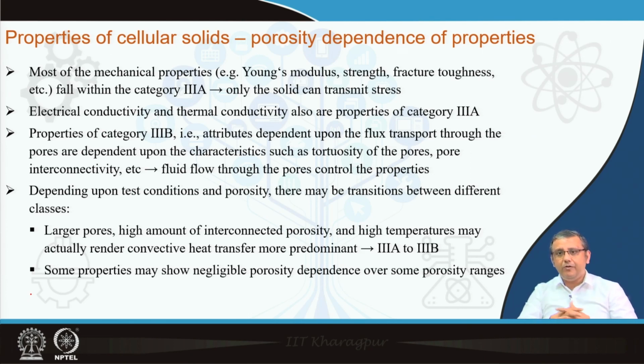That means, at low amount of porosity, where we have, for example, less amount of pore interconnectivity, or for example, at high temperatures where, for example, convection also plays a role. In those cases, there are properties which actually transit from group 3A to the group 3B. So, the basic thing is that for those properties of group 3, we need to know both the amount of porosity and its distribution and morphology very precisely to find out the dependence on the porosity.